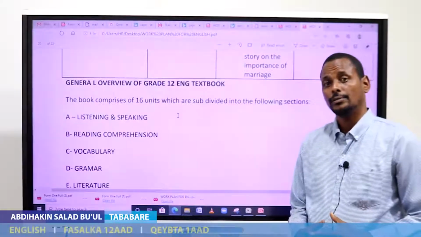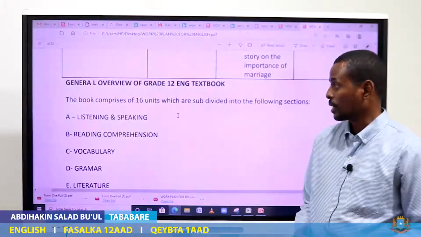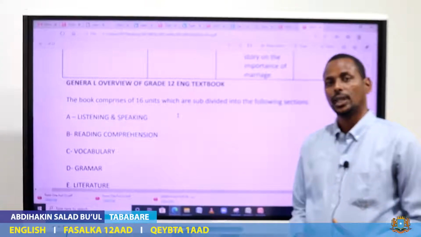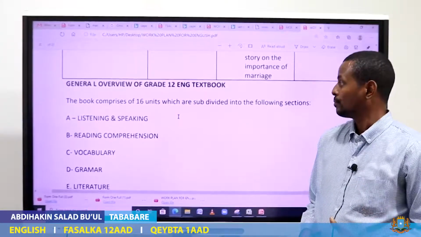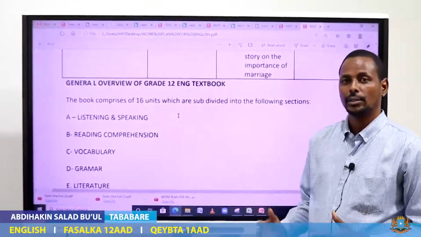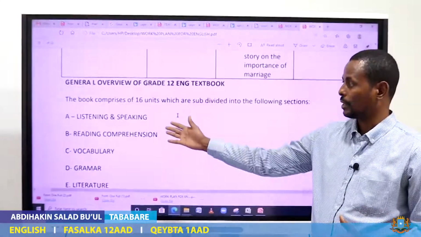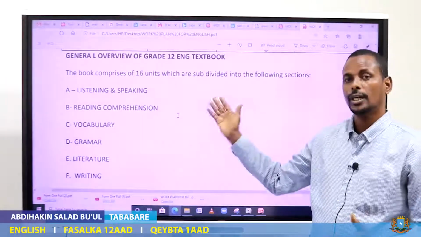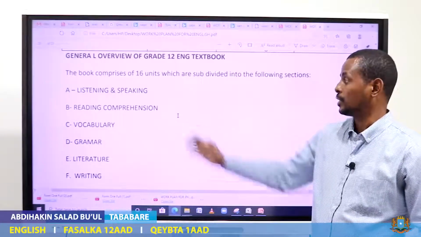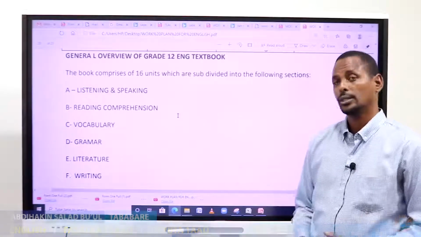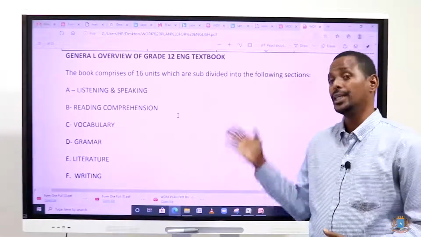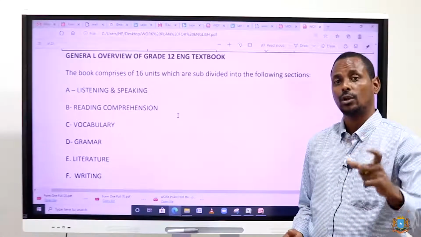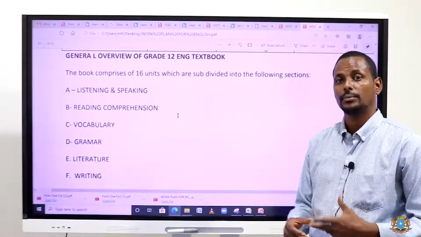Okay, fellow teachers, as we have seen before, the English language textbook comprises of segments A, B, C, D, E, F. A, listening and speaking, B, reading comprehension. C, vocabulary. D, grammar. E, literature, aspect of oral literature, sometimes riddles, sometimes proverbs, sometimes tongue twisters.